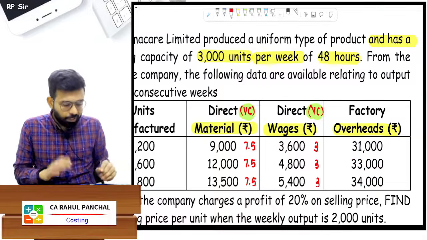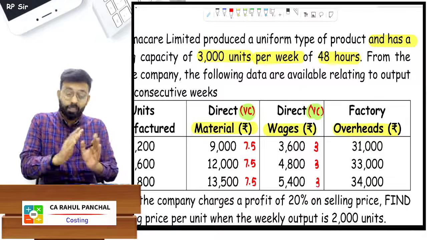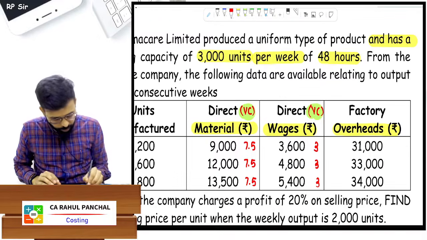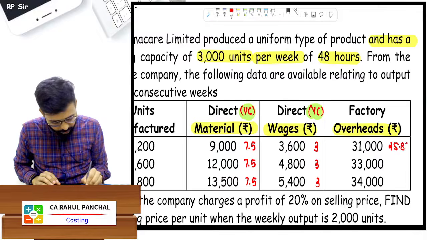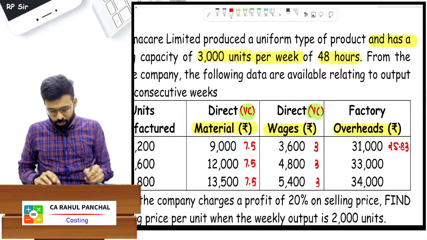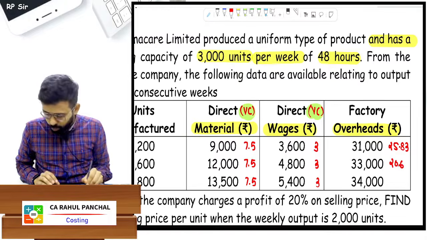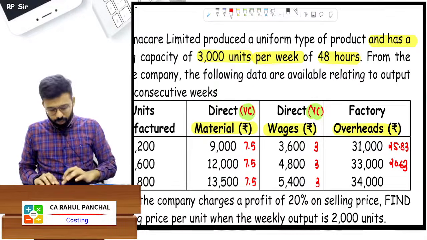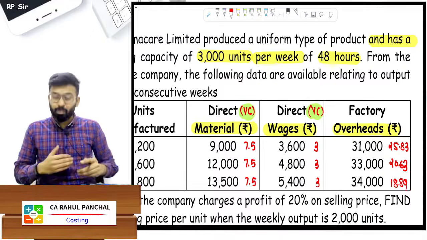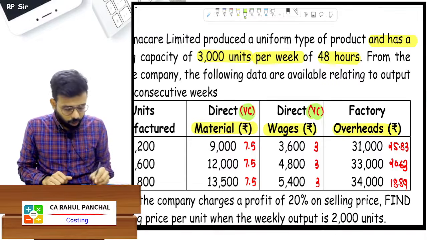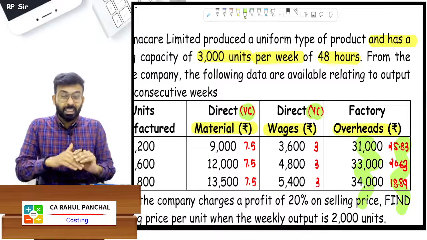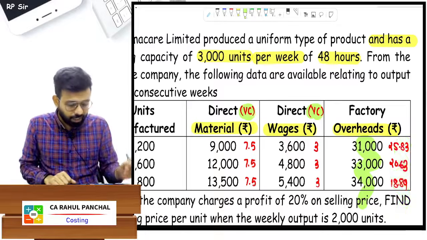Now let us see whether it is variable overhead or fixed overhead. So let us calculate per unit. 31,000 divided by 1200, you will get 25.83. Then 33,000, so 20.62. You don't have to go further. From here only you can understand that yes, this is a semi variable cost. 18.89 is the per unit. See, cost is not constant in total, cost is not constant per unit. It means it is neither variable nor fixed, it is semi variable.